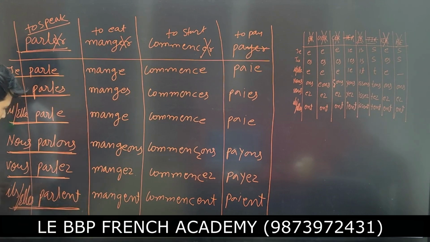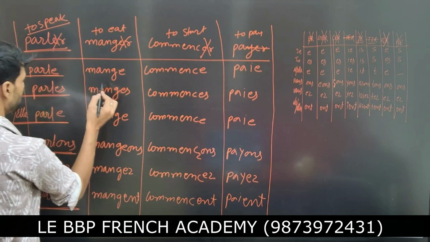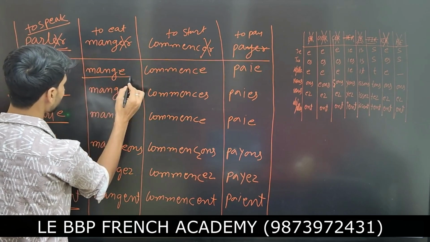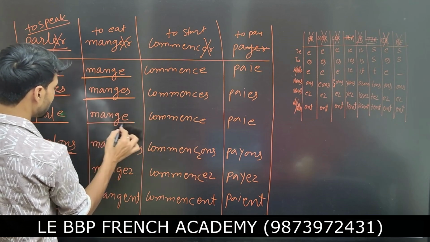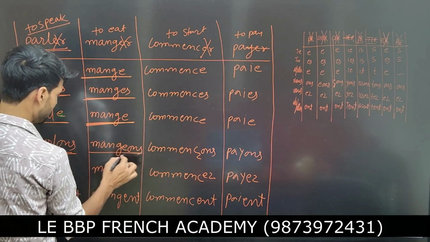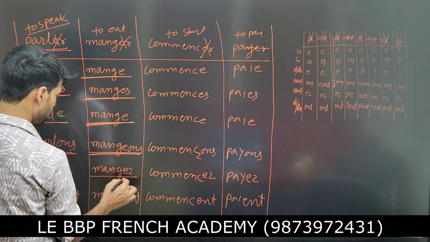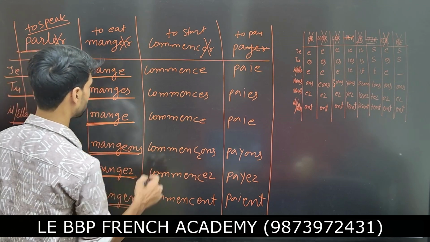They speak, they are speaking. Both meanings are here, simple or continuous. Same. I eat, I am eating. You eat, you are eating. He, she eats, or he, she is eating. We eat, we are eating. You eat, you are eating. They eat, they are eating.